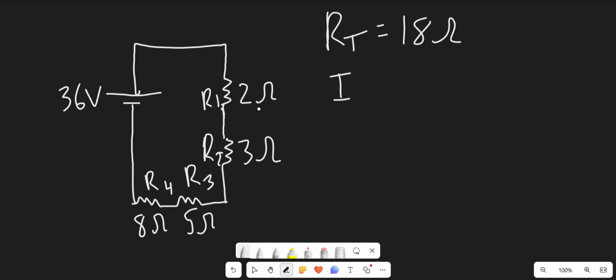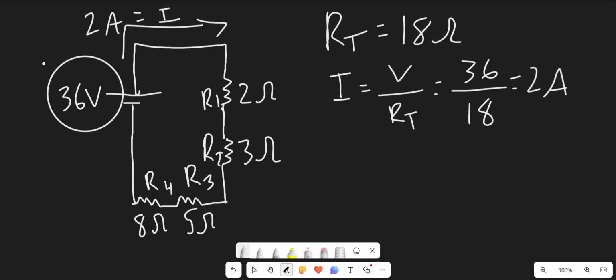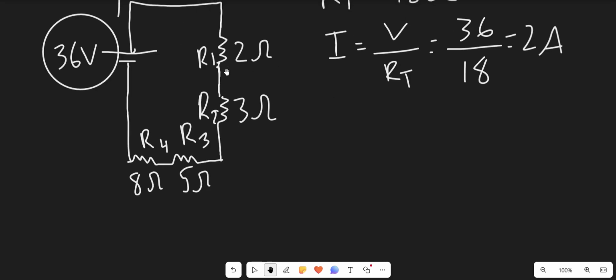Now that we have that, let's calculate the current in the circuit, which is going to be voltage divided by the total resistance, and our voltage is 36 volts. Let's do 36 divided by the total resistance, which is 18. So that's going to give us 2 amps of current flowing through the circuit. So I equals 2 A. Now that we have that, keep in mind that current is constant throughout a series circuit.